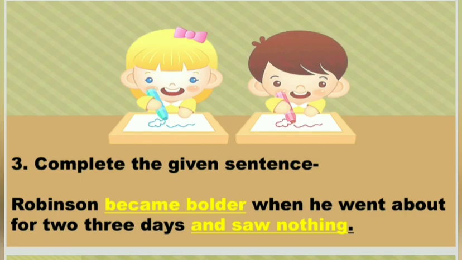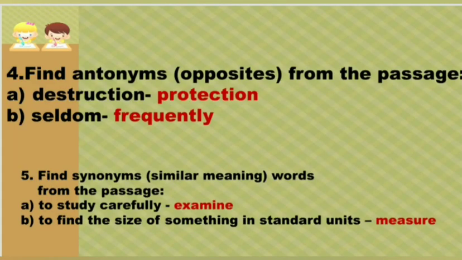So our next question is finding antonyms and synonyms from the passage. I have explained both in detail while explaining the chapter, so here I'll rush a little bit. Our fourth question is, find antonyms or opposites from the passage. The first word is destruction. Destruction means to destroy. Obviously the meaning is to destroy. So the opposite will be to save.